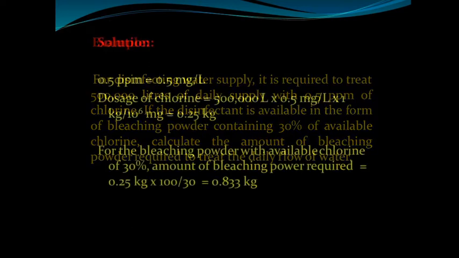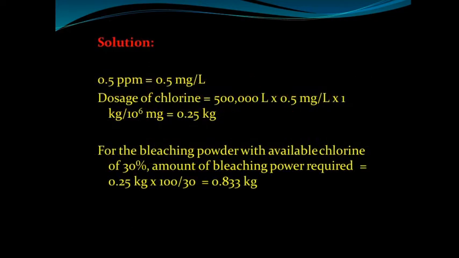Okay, so this is the solution. From that you can understand how much chlorine is required and how to calculate the chlorine dose or chlorine demand for that water supply. So 0.5 ppm is nothing but 0.5 mg per liter. That is the dose of chlorine. Then the dosage of chlorine is how much? 5 lakh liters into 0.5. So 0.5 is the dose of chlorine, and 5 lakh is the water supply.